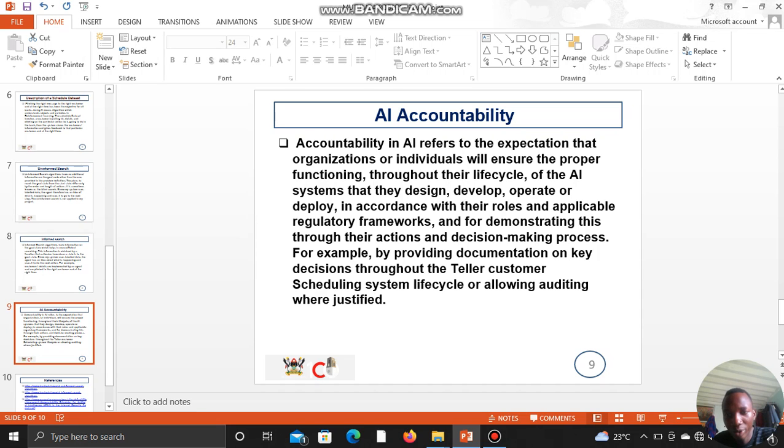So let me go to AI accountability. Accountability refers to the expectation that organizations or individuals will ensure the proper functioning throughout the life cycle of the AI systems that they design, develop, operate, or deploy, in accordance with their rules and applicable frameworks, and for demonstrating this through their actions and decision-making process. For example, by providing documentation on the key decisions through the Teller customer scheduling system lifecycle, or allowing auditing where justified.